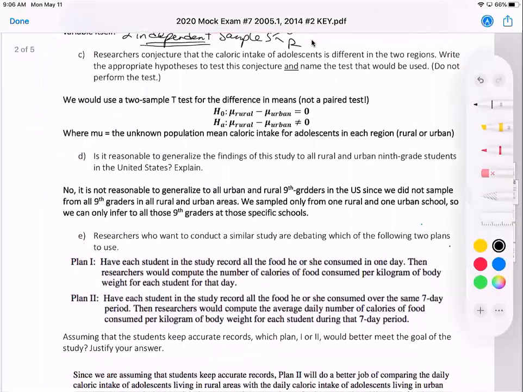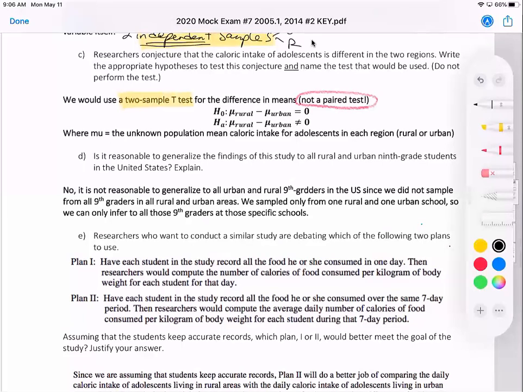Question C. I've asked many questions about writing hypotheses and naming the test. I think that you'll have a question like that. And notice this is a 2-sample t-test. They're 2 independent samples, so we should use a 2-sample t-test for the difference in means. And I've included here, just in case I fooled you on B, you should not be saying a paired test.